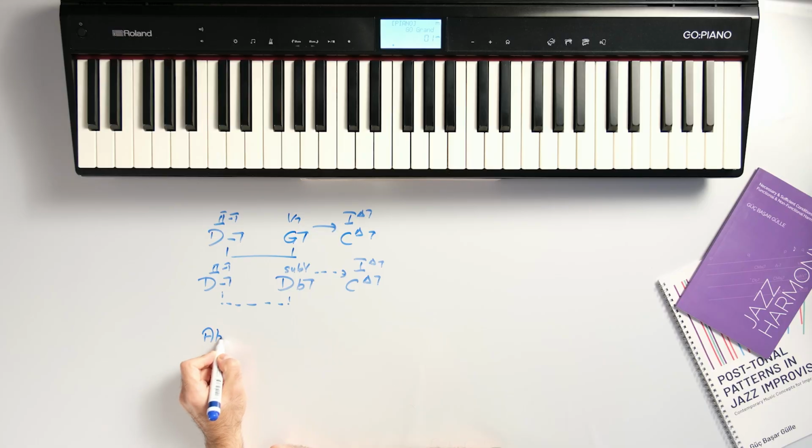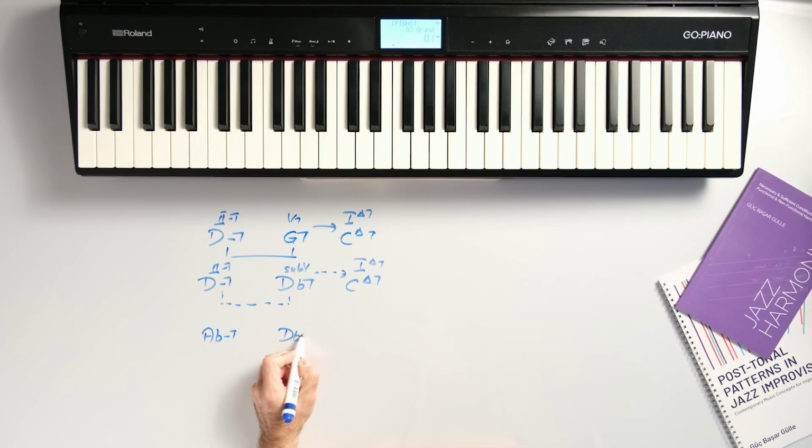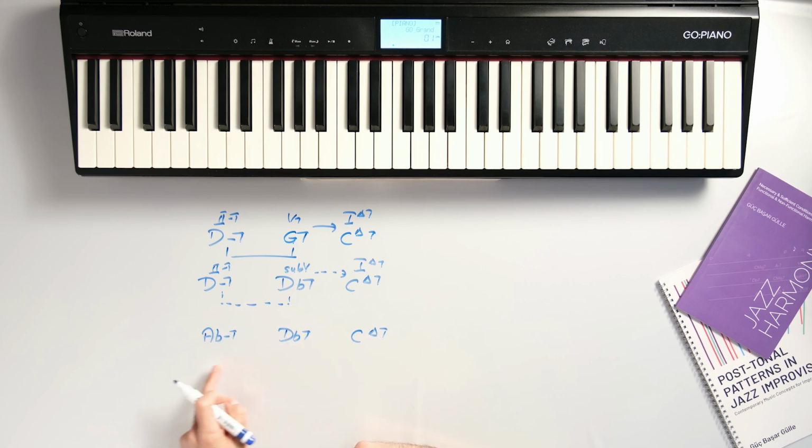When we have the fifth relationship on the basis of the related 2 minor context, we have A flat minor 7, D flat dominant 7, and C major 7. As you see from that relationship, the distance between A flat minor 7 and D flat dominant 7 is based on the perfect 4th and 5th.